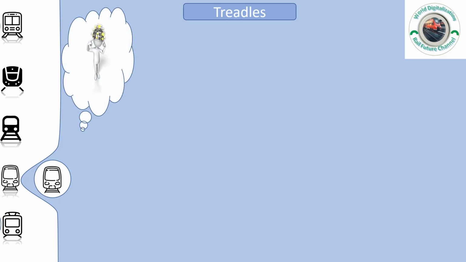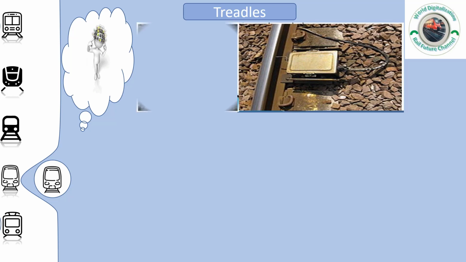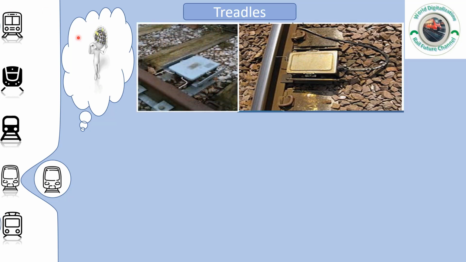Treadles. What does a treadle look like? As illustrated here in the pictures, we have a single arm treadle and we have a double arm treadle. We're going to talk about these two types in the next slide.